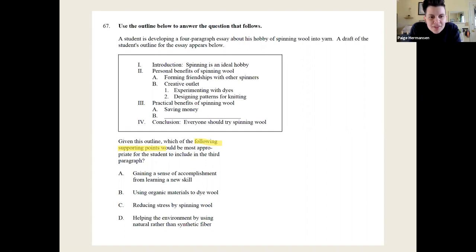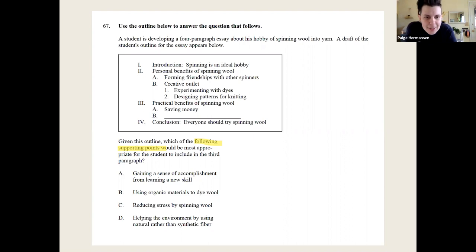So let's look at the options. Gaining a sense of accomplishment from learning a new skill. Using organic materials to dye wool. Reducing stress by spinning wool. Or helping the environment by using natural rather than synthetic fiber. What do y'all think? What answer option stands out to you here?